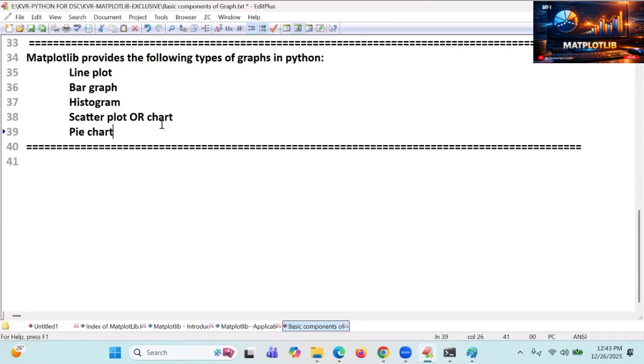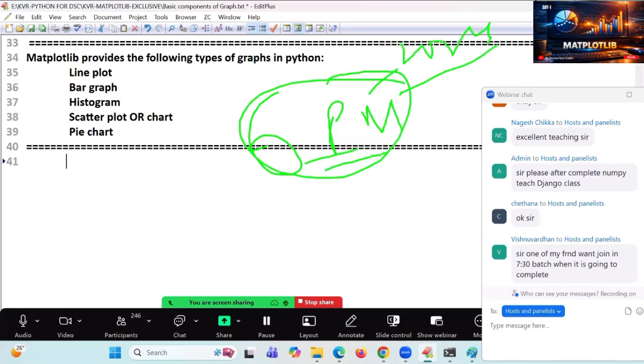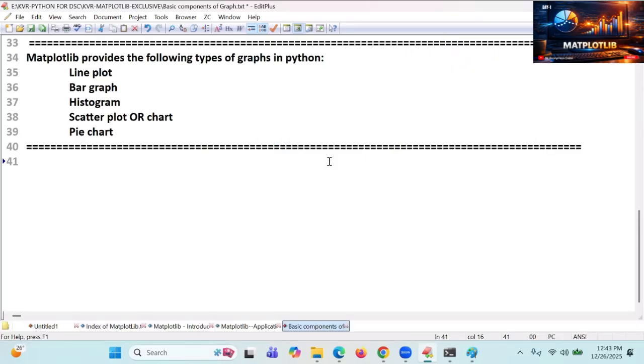Sir, one of my friends wants to join the 7:30 batch. When is it going to complete? That will take time. It is not that. A new year 6 p.m. batch is starting, in 2026, the 6 p.m. batch is starting. If any friends are there, you can inform them about the 6 p.m. batch. Okay, now. Right. Thank you, students. All the best.